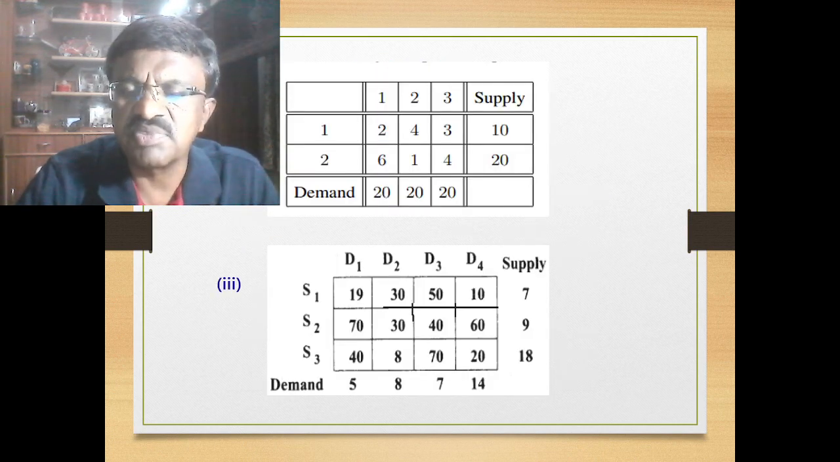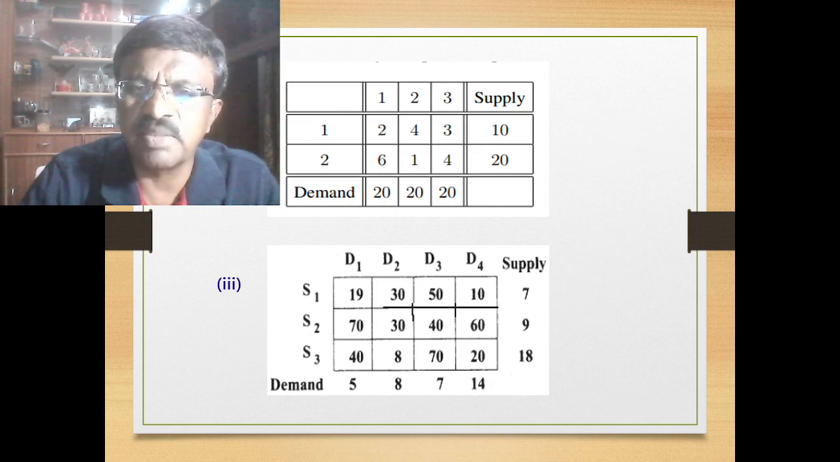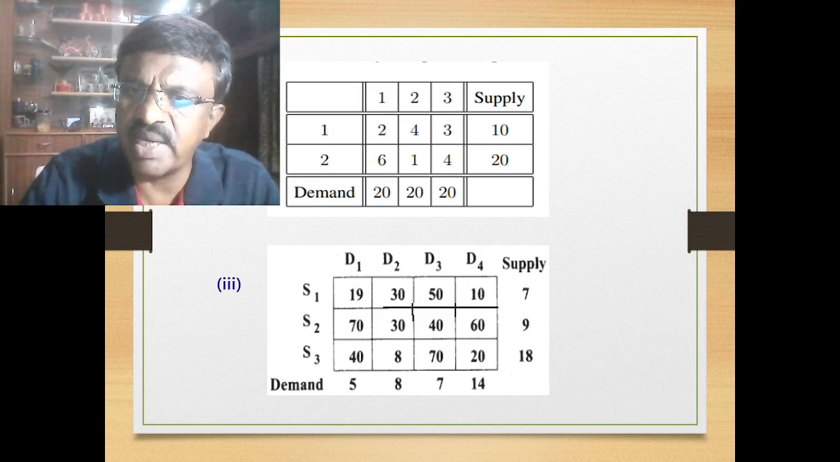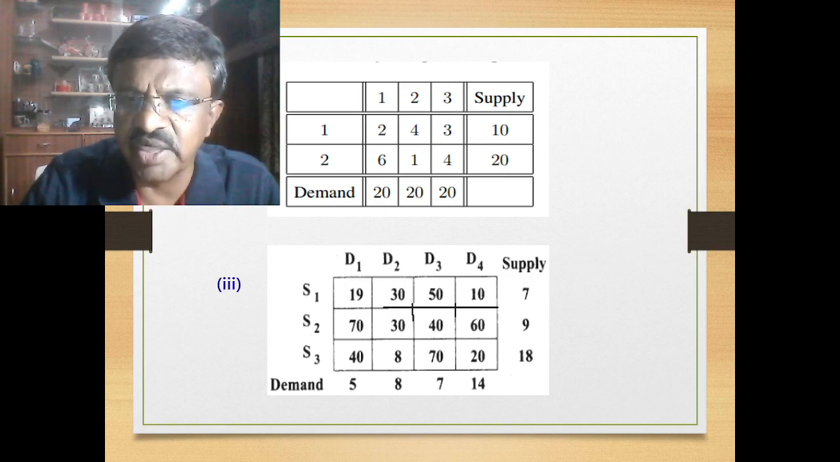There are three problems I have given to you. Look at the second problem. It is only two rows and three columns, but total supply is here 10 plus 20, 30, whereas total demand is 20 plus 20 plus 20, 60. They are not equal, so it is an unbalanced problem. You make it balanced first and then try the Vogel method. And the third one is already balanced. You can go for the Vogel method also.